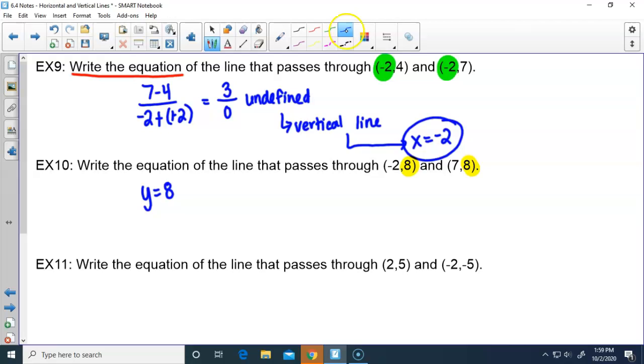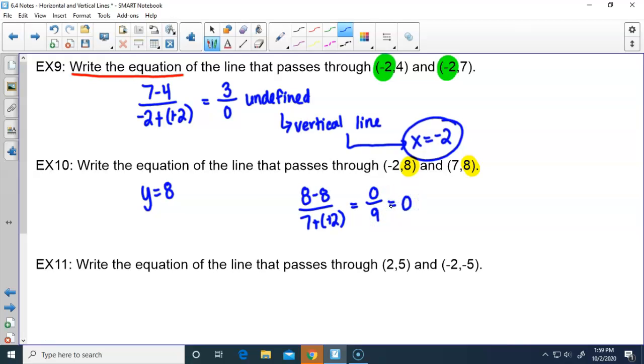So if that's the case, then you can find slope. You can do 8 minus 8 over 7 minus -2. Right here, of course, with this double negative, that's going to become a plus. So we'll get 0 over 9. And that, of course, equals 0.